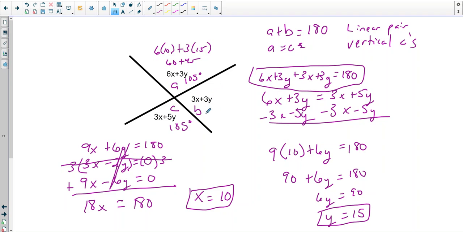B is the supplement, so I don't need to resolve this. All I need to do is take 180 minus 105 and know that this angle has to be 75. You can plug in the values for x and y if you like, but that's basically solving a system using elimination. All right, thinking about those relationships up here, linear pairs, vertical angles, you got to be able to set up these two very simple equations for a linear pair and a vertical angle, just a matter of doing the algebra after that.